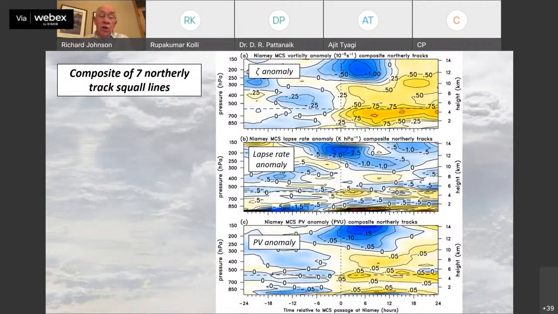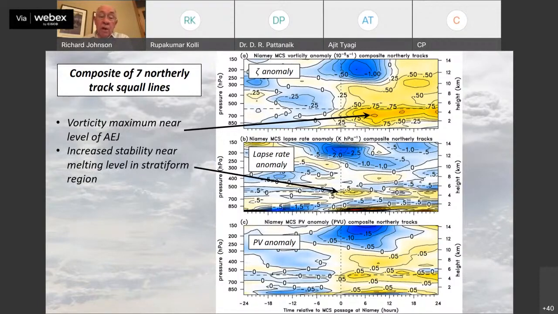This is another figure that shows the composite structure for the seven northerly tracked cases. In this case, we show the anomaly fields. Next. There's a vorticity maximum anomaly near the level of the African easterly jet, around 700 millibars, and this is on the cyclonic side of the African easterly jet. So basically, as the squall line moves by, there's a circulation that comes in that intensifies and amplifies the vorticity, say 6 to 12 hours after squall line passage. Next.